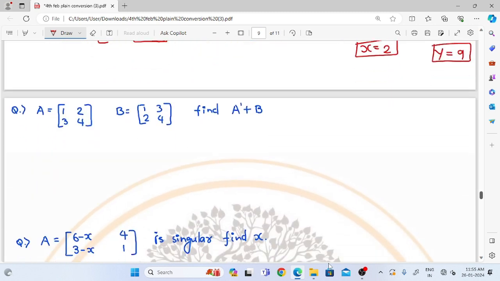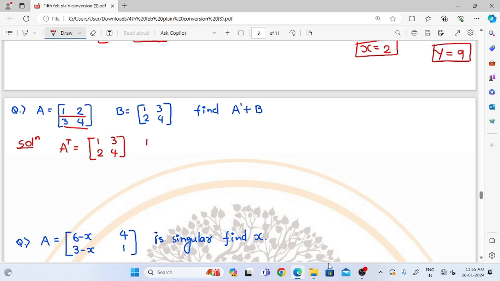Come to the next question. This was your recent prelim examination question. A is given, B is given, we have to find out A transpose plus B. So A is given, so what is A transpose, that we will find out first. A transpose is nothing but change row into column. So what is the first row? 1, 2. So let's write in the first column 1, 2. Second row, that is 3, 4. So 3, 4 will be here.